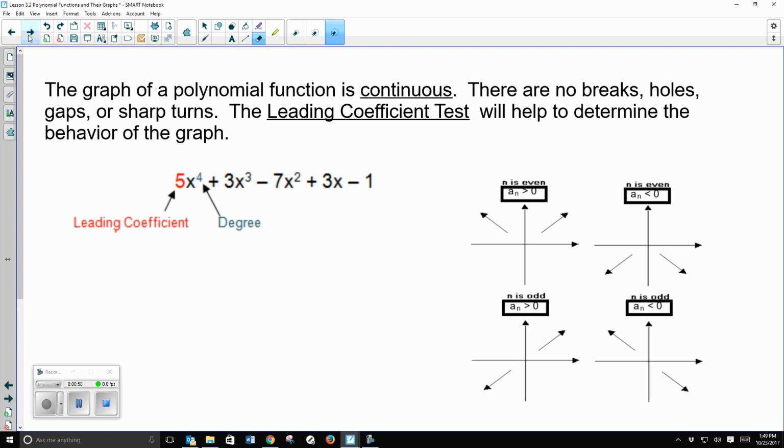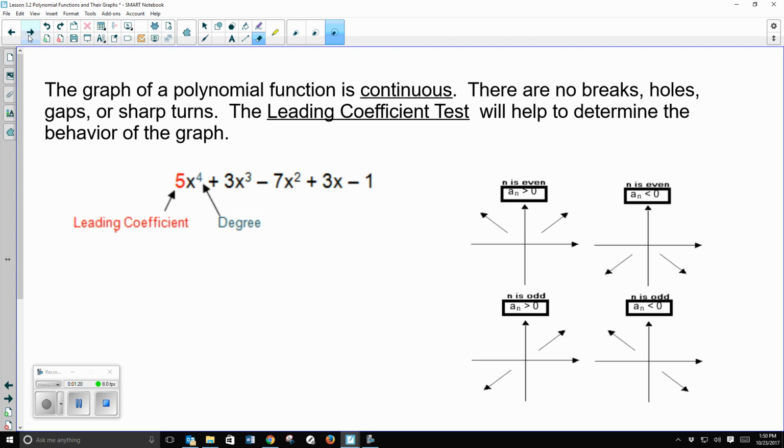If it's squared and the leading coefficient is positive, it's going like this. Both the beginning and ending behavior, they both rise. That's rise to the left and rise to the right. If the leading coefficient is negative and the exponent is squared or an even exponent, it falls to the left and falls to the right.